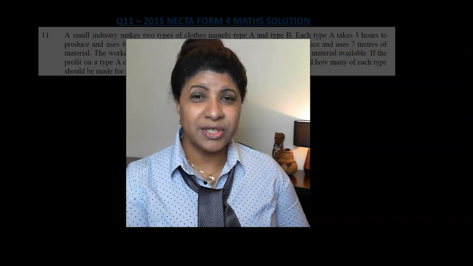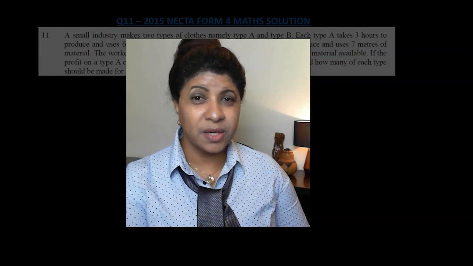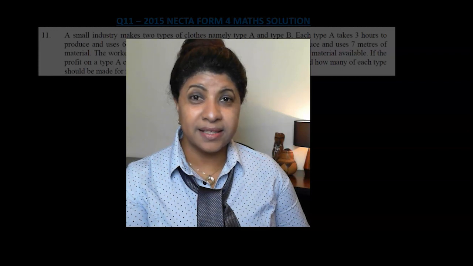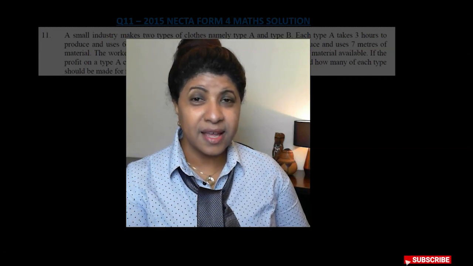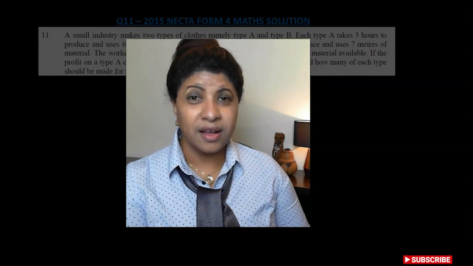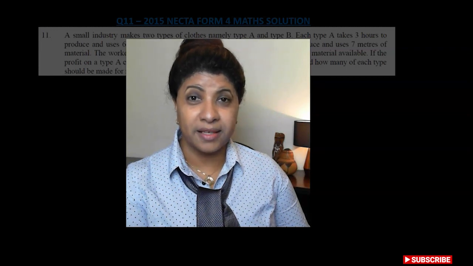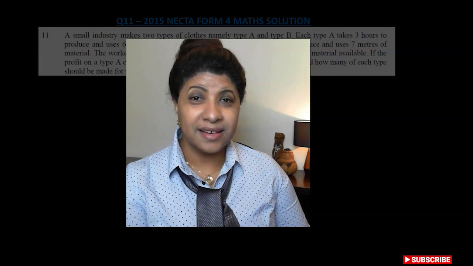We are going to do question 11 from the NECTA Form 4 2015 math paper. The question is about linear programming. What I would like you to do is read the question first, then pause the video and come back and compare your solution to mine. That means you're going to need graph paper, a pencil, and a ruler at least. Good luck and let's start.